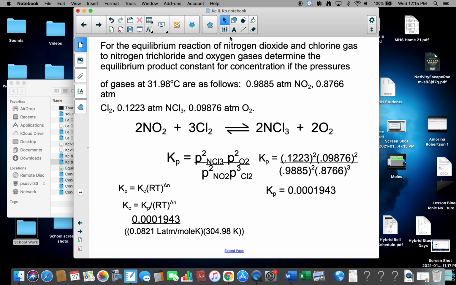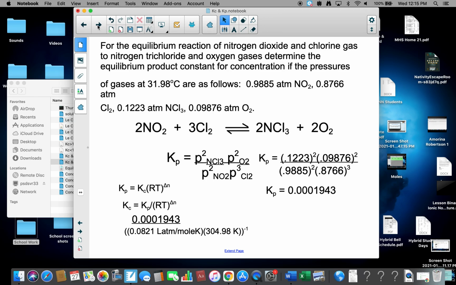Now how do we get this delta n? So let's sum our coefficients in the numerator: 2 and 2, that's 4. Sum our numbers in the denominator: 2 and 3, that's 5. When we divide exponents, we subtract them. So 4 minus 5, we get minus 1. So we take our delta n as being equal to negative 1.